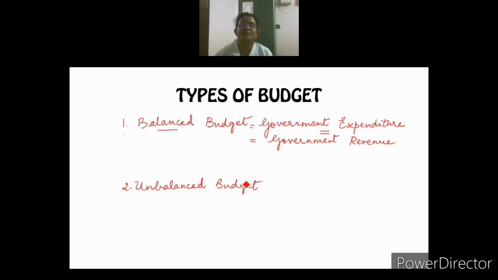So this unbalanced budget, either the expenditure might be more than the revenue or the revenue might be more than the expenditure. So in that case, there are two types of unbalanced budget. One is surplus budget and the other one is deficit.